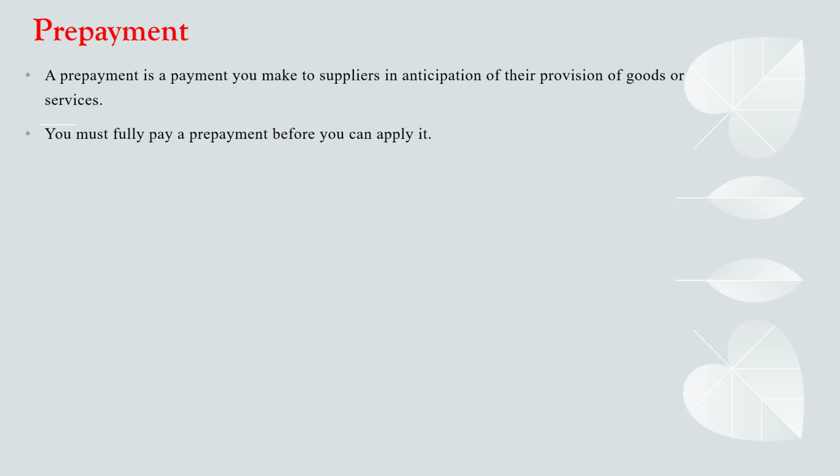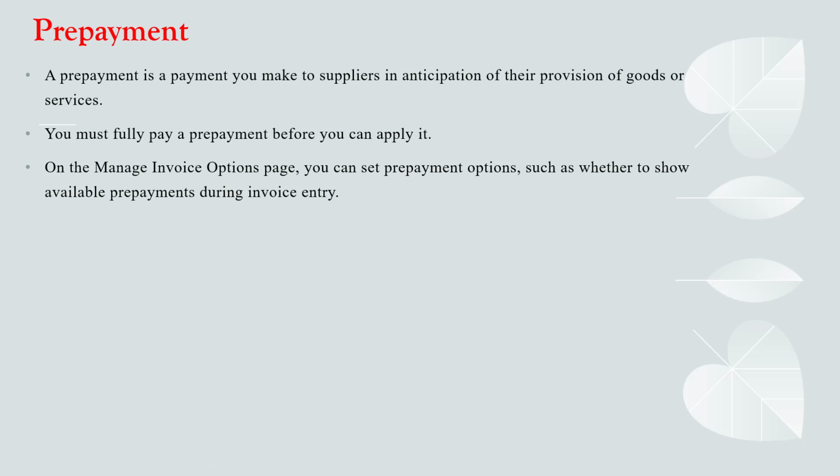Once you make a prepayment, you must fully pay it before you can apply it, because as I told you before, once you make a prepayment, you have to pay it. Once you pay it, you go and register all of the expense invoices, but before that you must ensure that the prepayment status is fully paid.